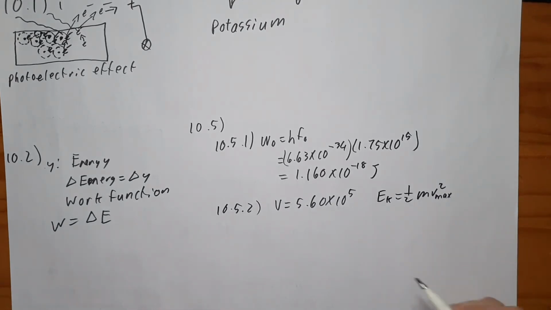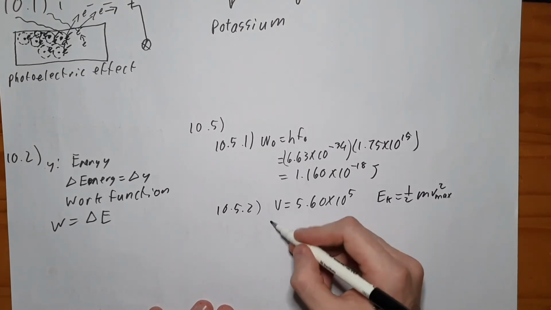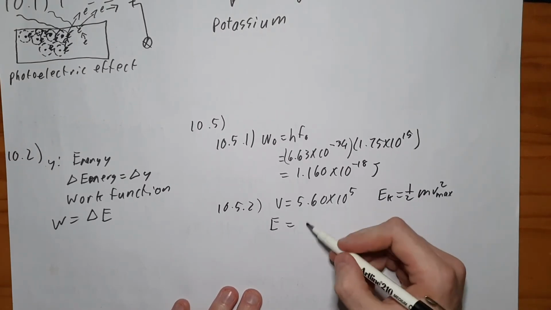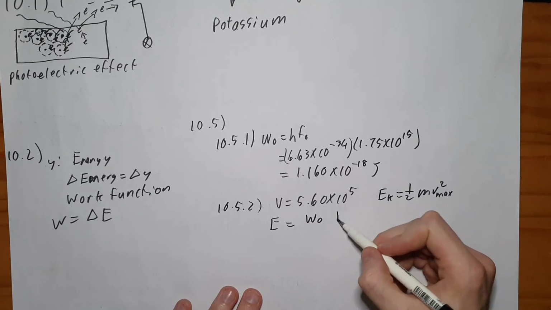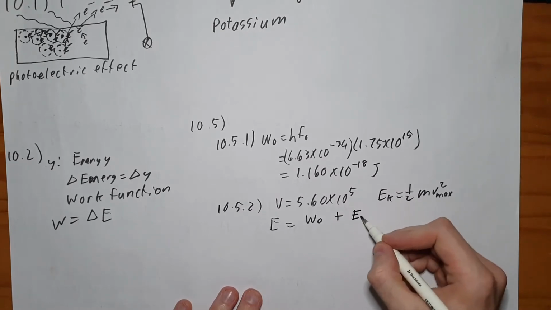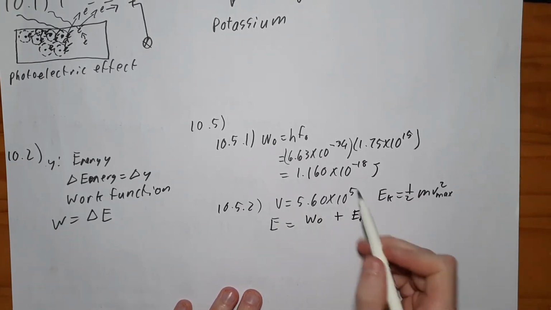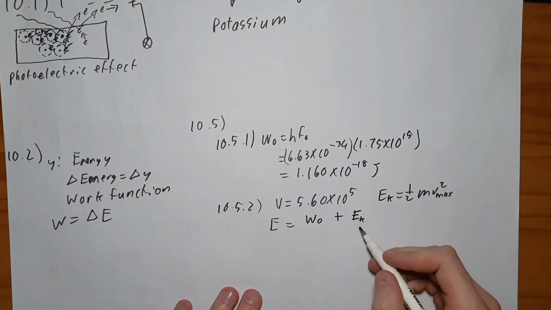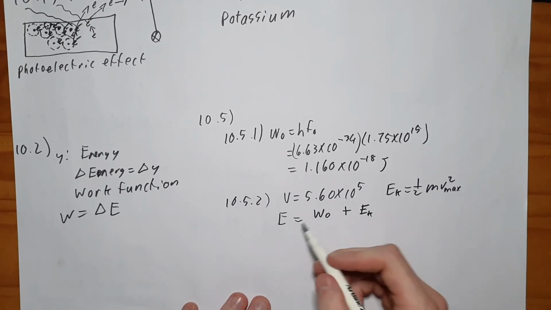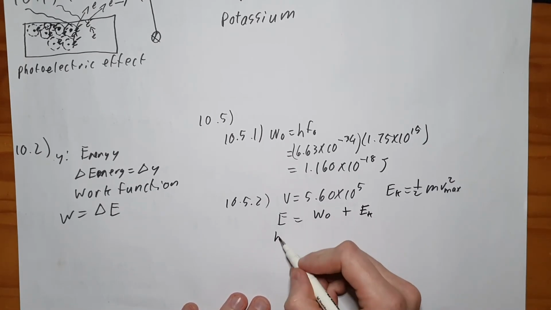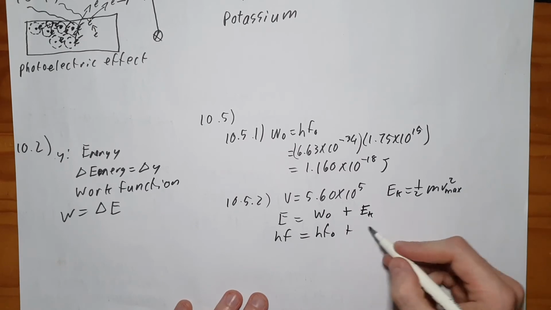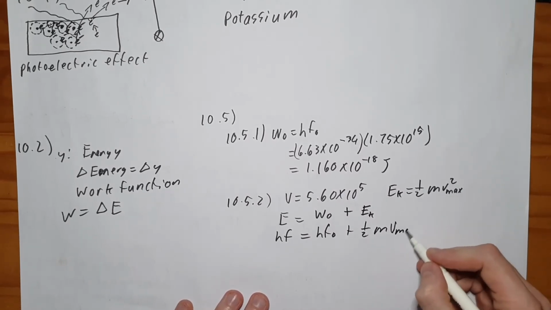We know that energy is equal to the minimum energy needed to eject the electron, so that's your work function. But now we need to add more energy to get it up to this speed. So we have to add in more kinetic energy to get the electron up to that speed, and this is where we get the EK from. If I substitute everything in, energy is equal to work, so that's just hf. Then my work function is hf0, and then we have a half mv max squared.